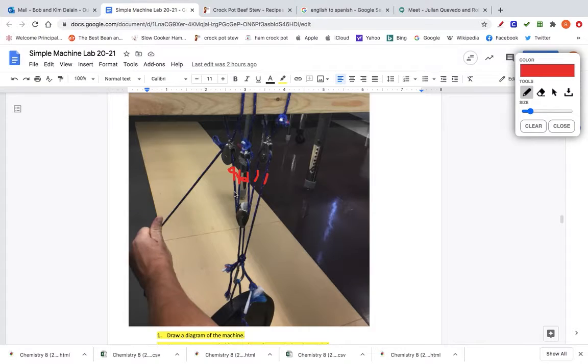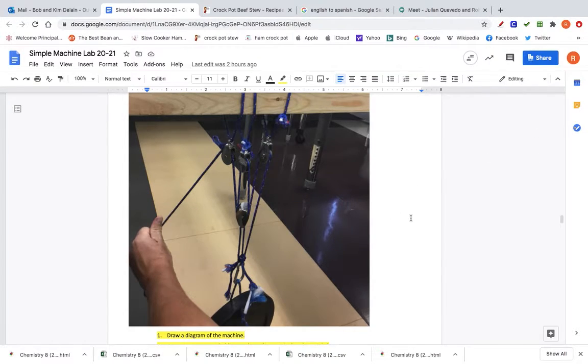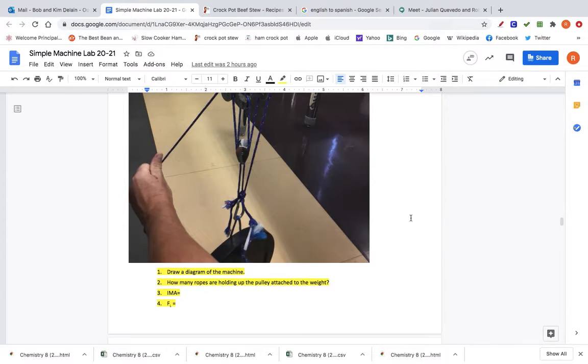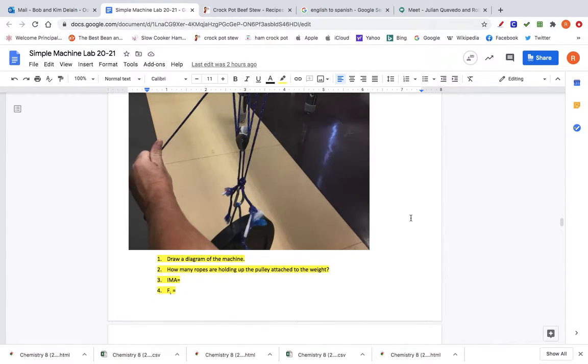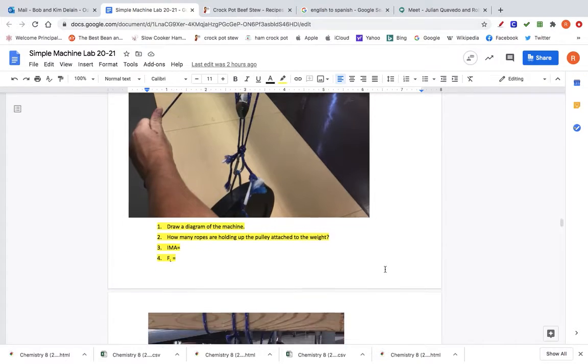That is not what I wanted to do. That looks like a mess. So let's try that again. 1, 2, 3, 4, and 5. Those are your 5 supporting ropes, and those are the ropes that tell you what your IMA is. The number of supporting ropes, how many ropes are holding up the pulley attached to the weight. The ropes that hold up the weight is your IMA.